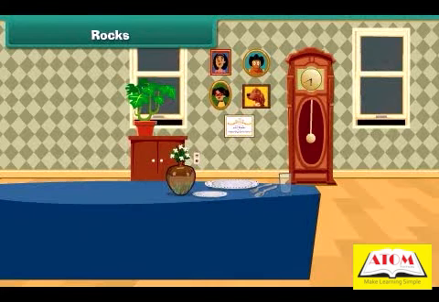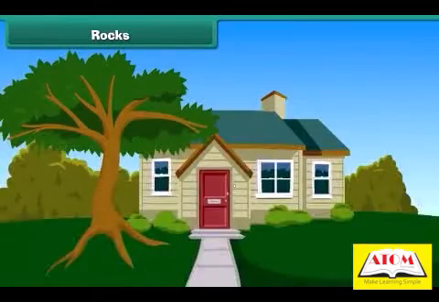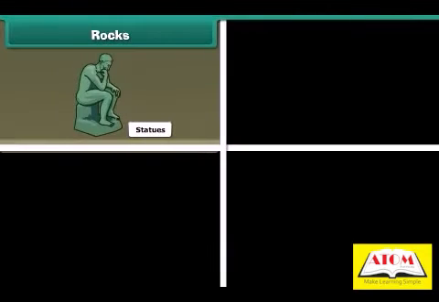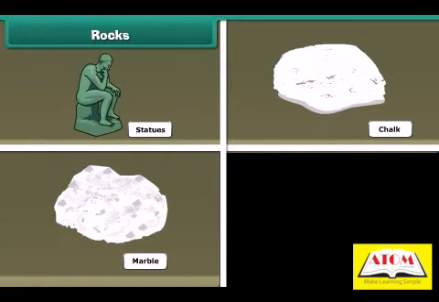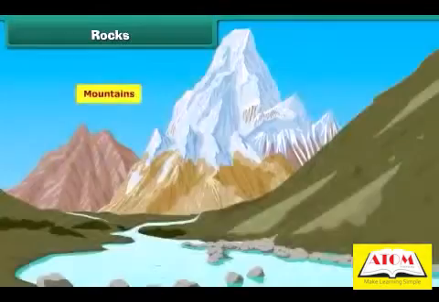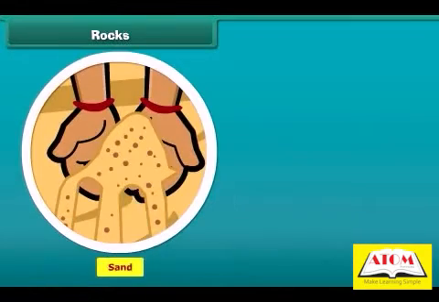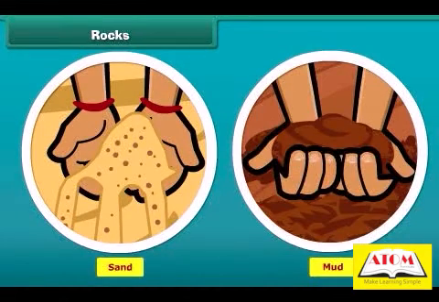As we can see, rocks are all around us. We can also see different things made up of rocks inside our house, in our yard, on the road and everywhere. Do you know statues, chalk, marble, pencil lead, mountains and soil are all different forms of rocks? You will be surprised to know that rocks aren't always huge solids. Sand and mud are also forms of rocks.